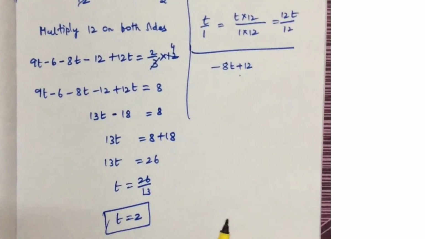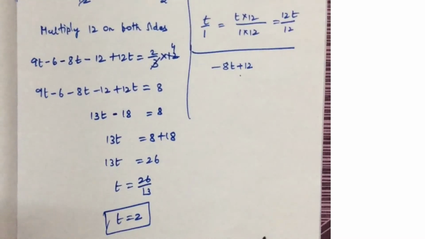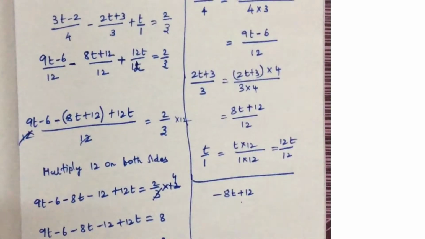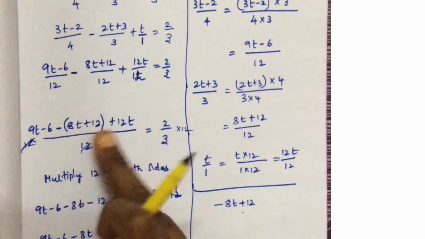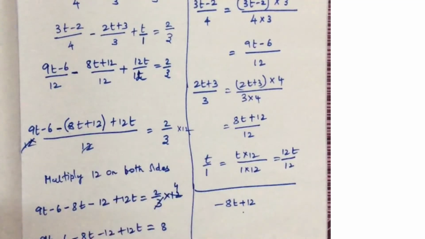Okay. What is the main important thing we are learning from this problem? The first main thing is this bracket. If there is a minus here, surely you should not ignore this, then it is going to be wrong. Okay.